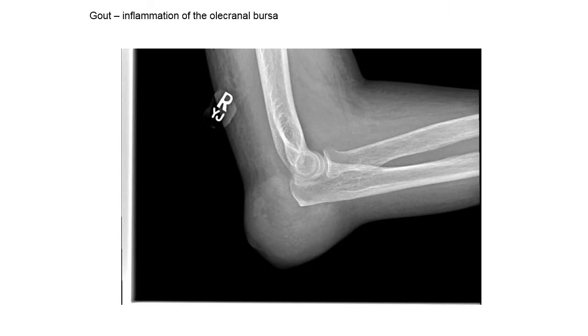Next slide. Okay, so here's gout inflammation in the olecranon bursa. Normally this should be about like this, but this is huge. So you've got this big old bump on the end of your elbow there. Next slide.